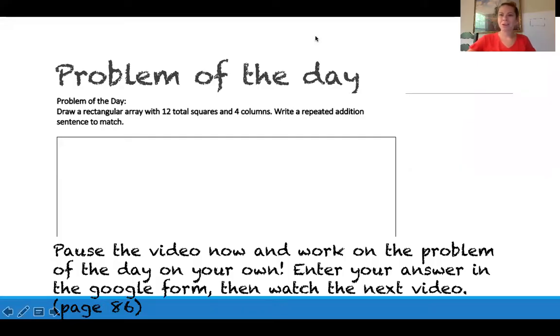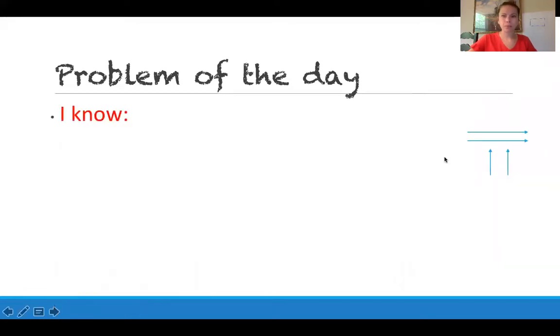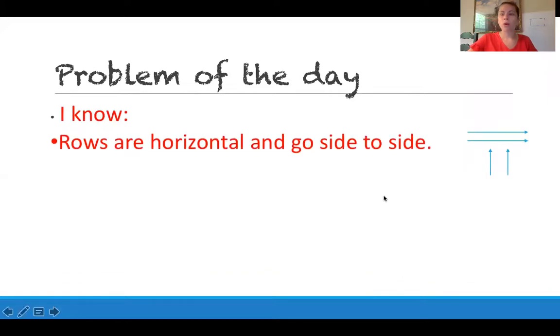Right, friends, now let's talk about the problem of the day. So this problem asks us to draw a rectangular array with 12 total squares and 4 columns, and to write a repeated addition sentence. So again, we know that rows are horizontal.